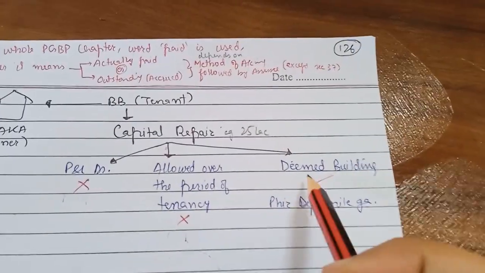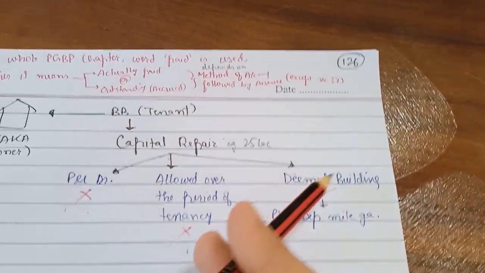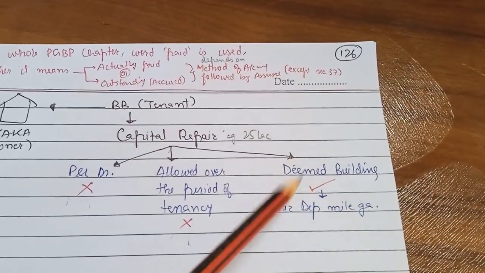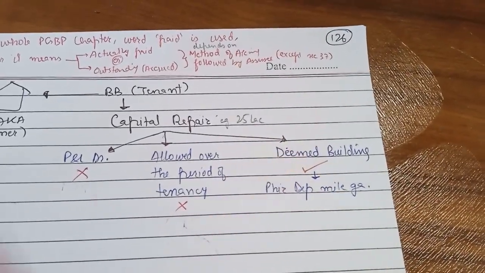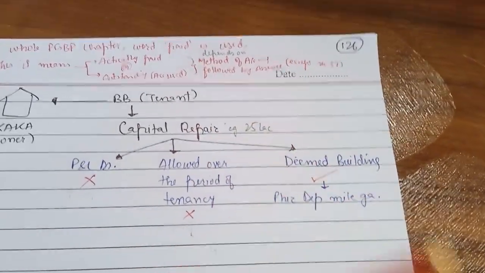So there's a concept of deemed building. We'll include it as an asset of Mr. BB and we'll deem it as a building of Mr. BB, and then we can add this as the cost of asset and then claim depreciation on it.